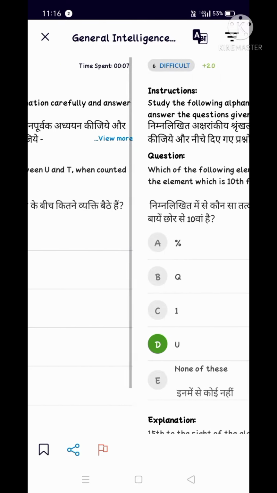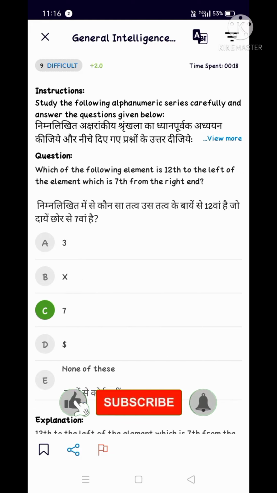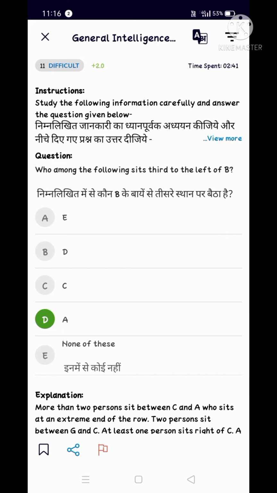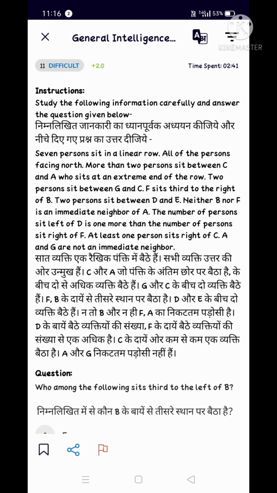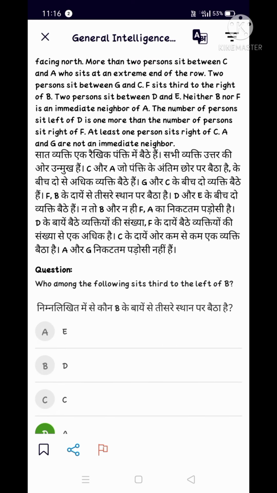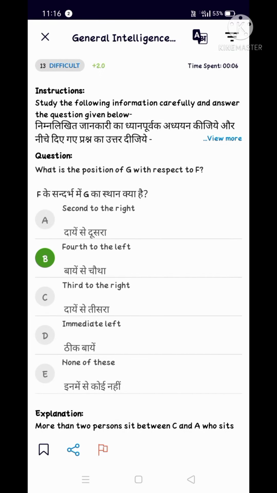Next, series based questions, 5 questions asked from series and they are also easy. Next, one question is from rank based question. Next, here you see a linear row based puzzle where all the persons were facing north, and the questions asked here are totally linear questions. Here you see, who among the following sits third to the left of B, general questions asked here.